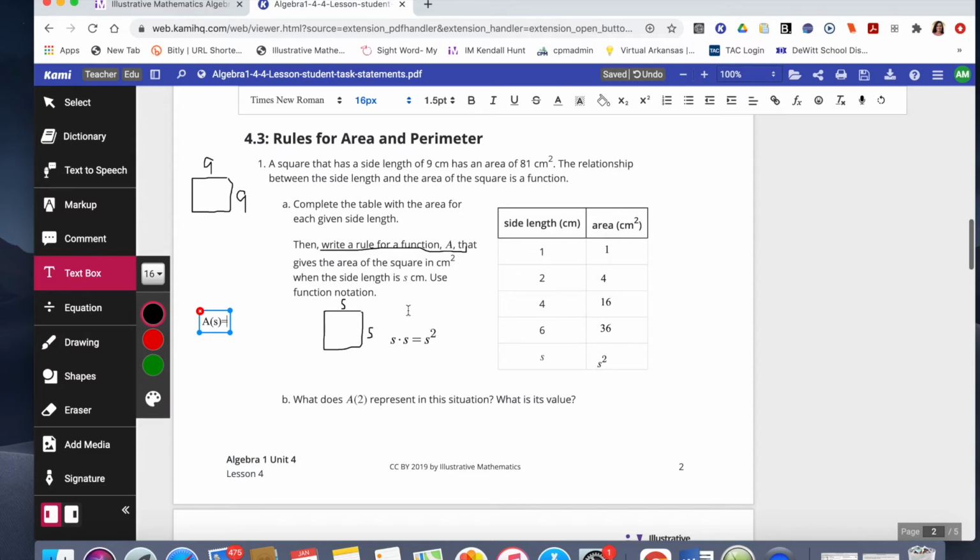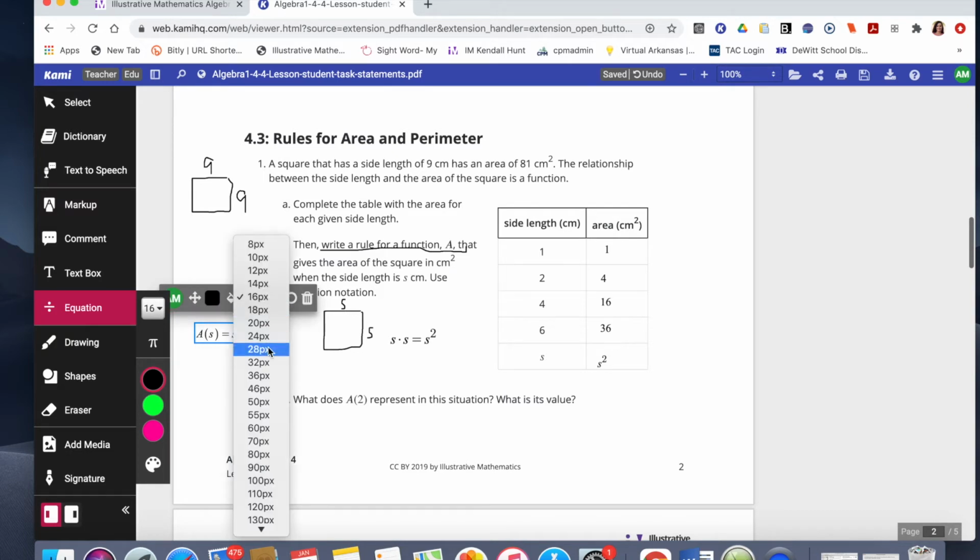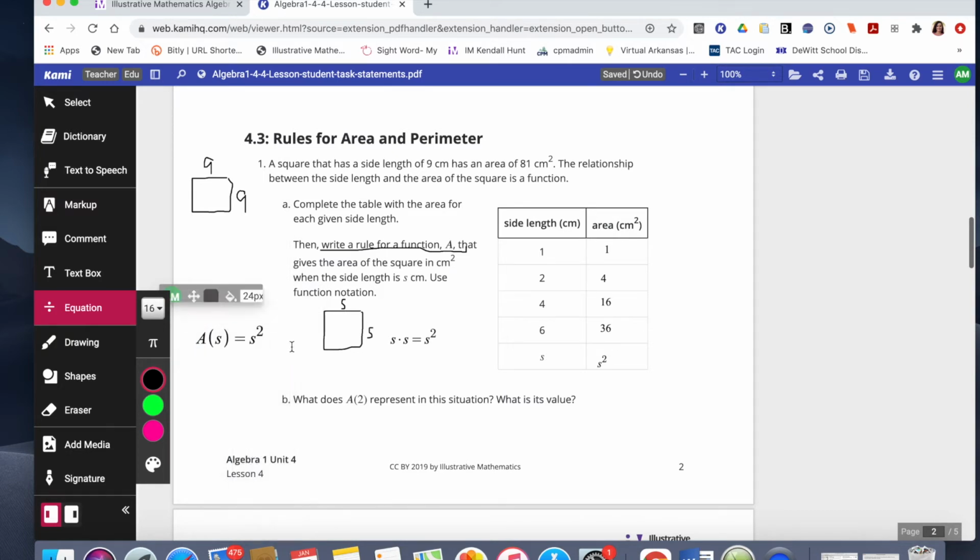So we would just simply do, you know what, let me do the equation again because I have to square it. So A of S equals S squared. And then I can enlarge that again. So this would be in function notation.